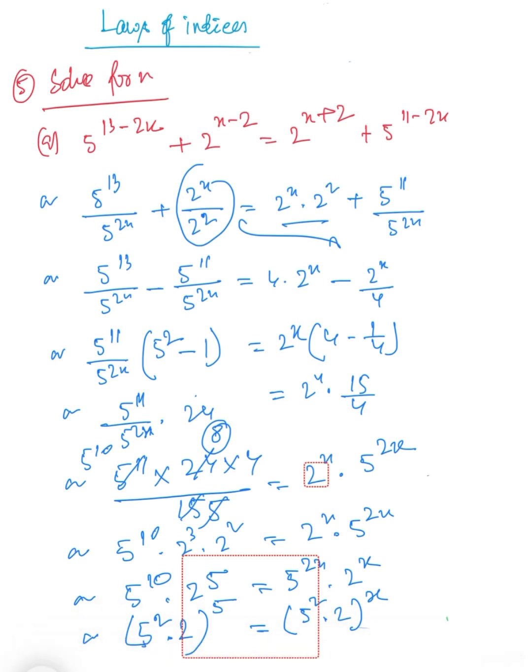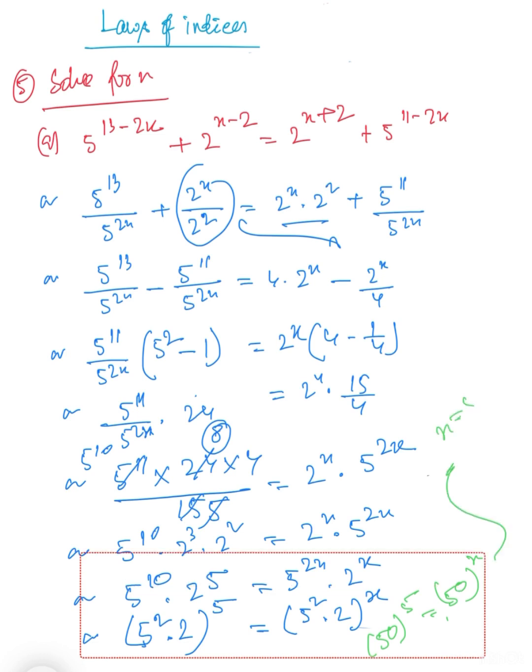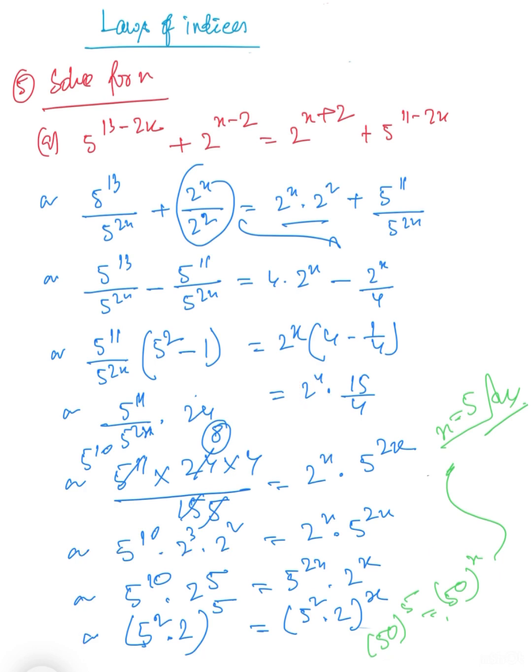So within bracket we get the same thing, 50 to the power 5 equal to 50. The right hand side also 5 square into 2, 50 to the power x. So easily you can get x equal to 5. This question seems a bit difficult at the beginning, but it can be solved in this way very easily. You have to remember the steps or to understand the steps very carefully. Got it?